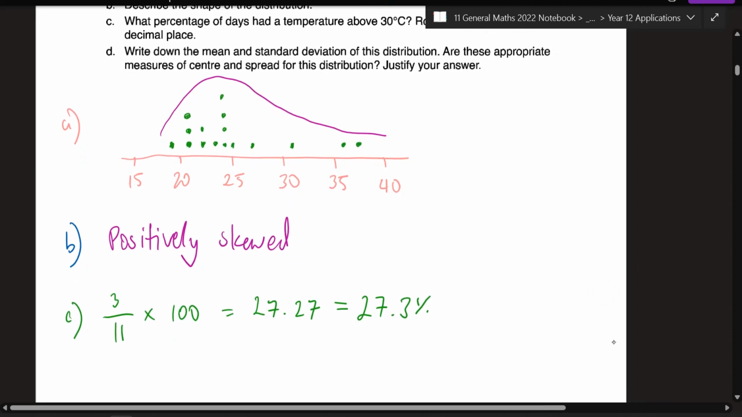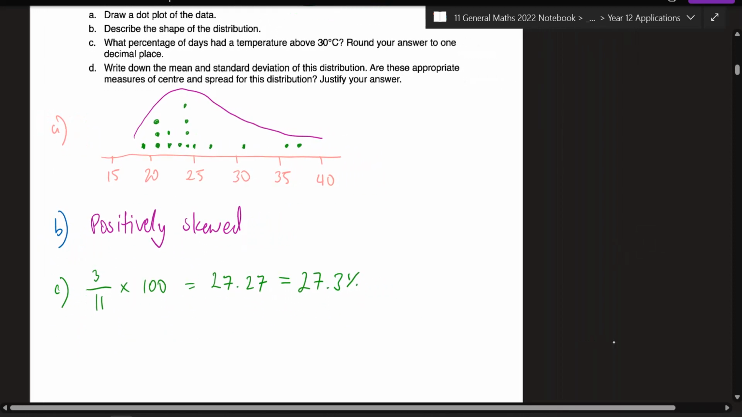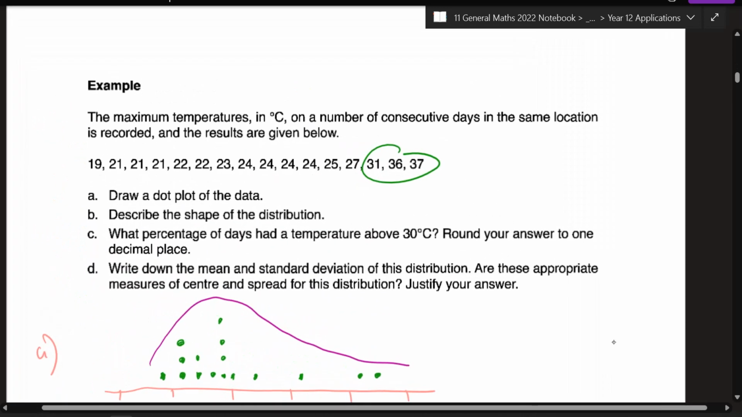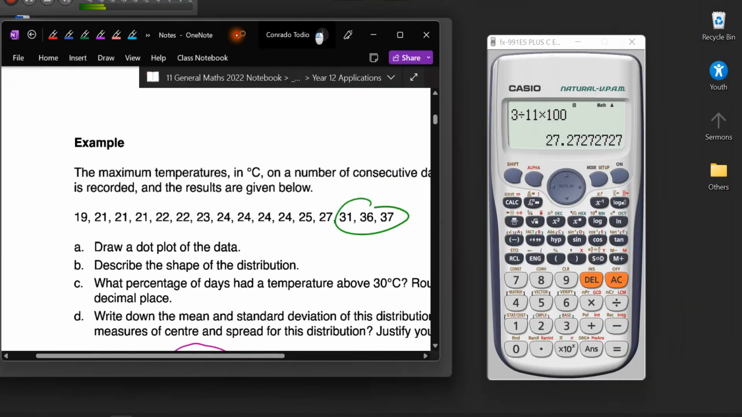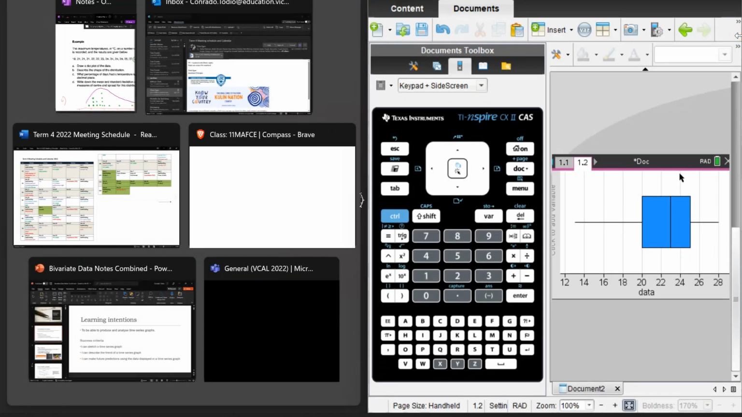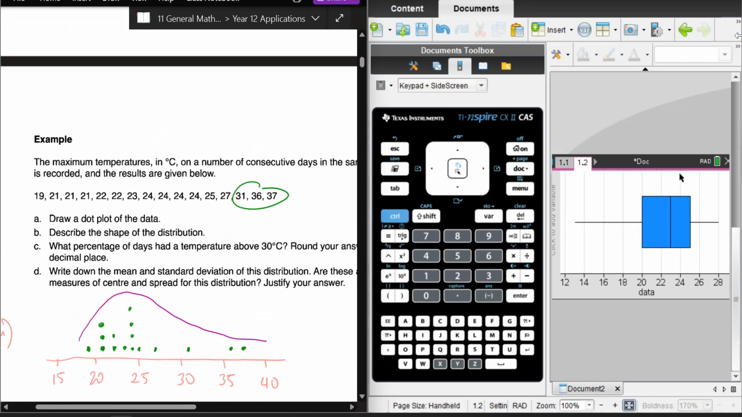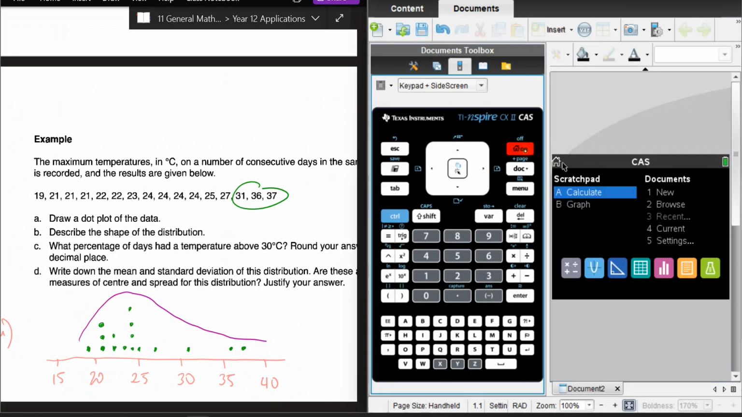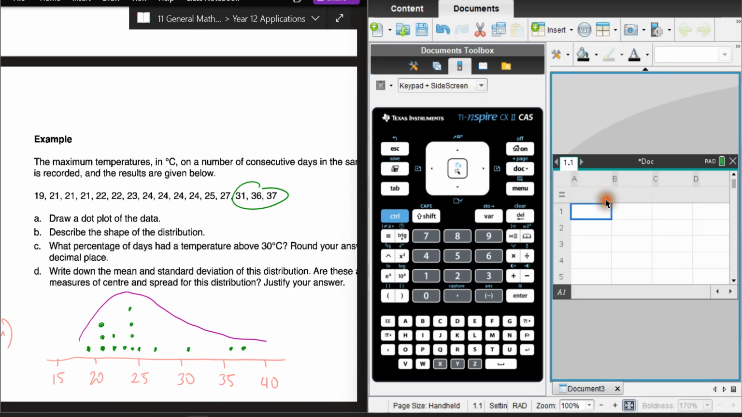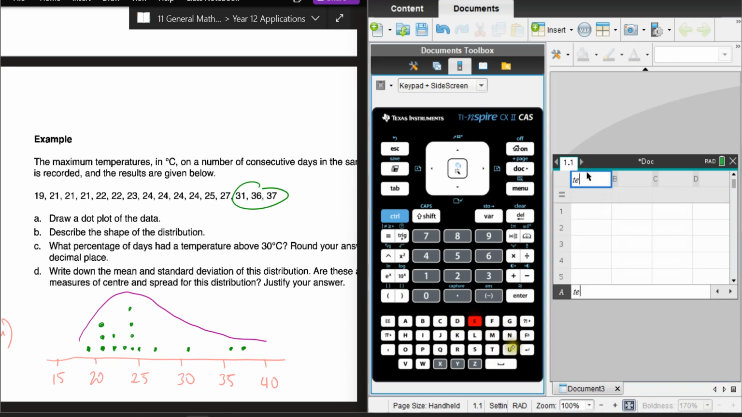All right, now the next part is question D. Write down the mean and standard deviation of this distribution. Are these appropriate? So we're going to now need to use our calculator for this, to calculate the mean and the standard deviation. It's the same as what we did previously with the other data, but now it's just this. So again, you can make a new document if you want. Okay, so add a list of spreadsheets, and we'll call this temp. TEMP. And let's put those numbers in.